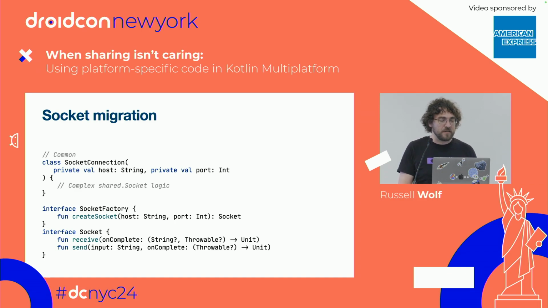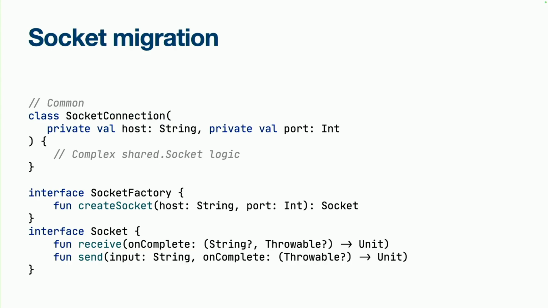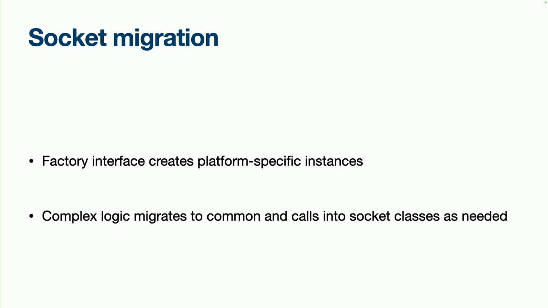And a nice piece of this pattern is that the socket connection class needed to be able to create and destroy things. You weren't just passing it a socket, it also needed to create its own connections. So by having this separate factory interface, we're able to give the common code the ability to do that. A socket interface doesn't have a constructor, but you can add a second interface, so it essentially does. That factory lets you create platform-specific instances, and then we were able to move the more complex logic into common code.